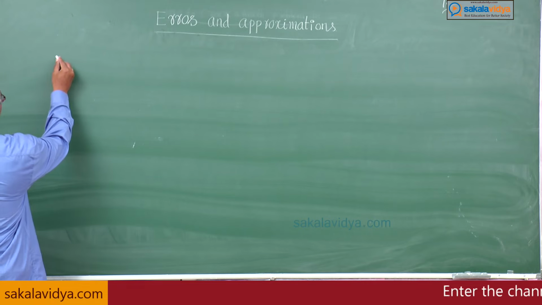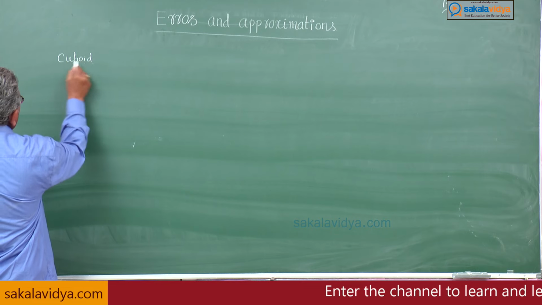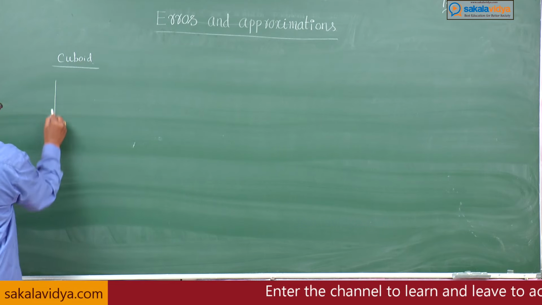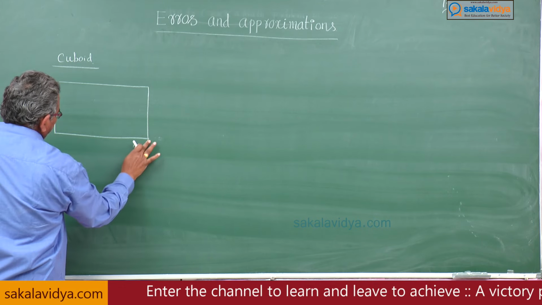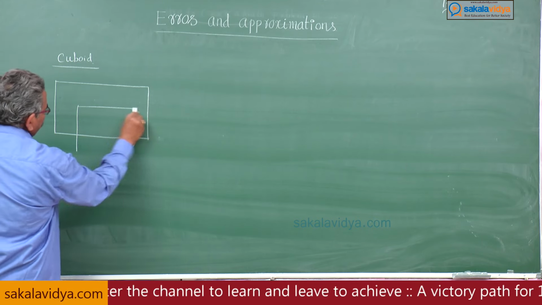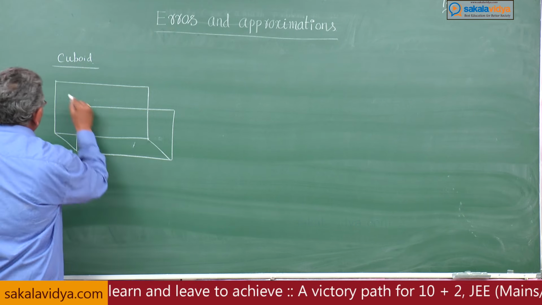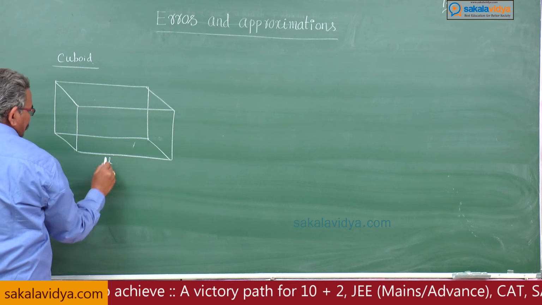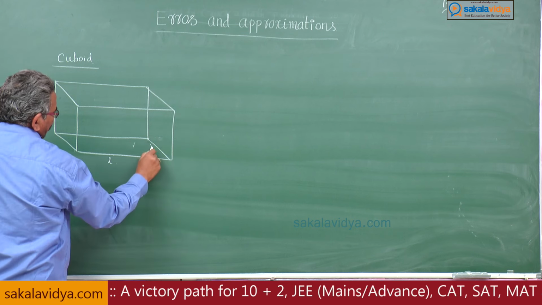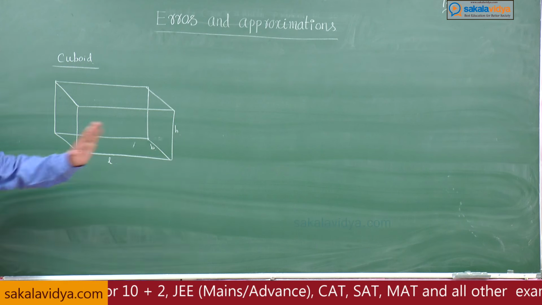So next, cuboid. So this is the cuboid. This is also a three-dimensional figure. So length L, B, height: length, breadth, height.